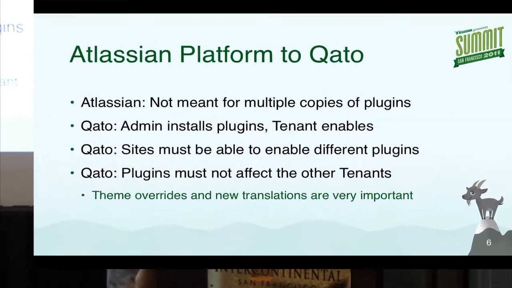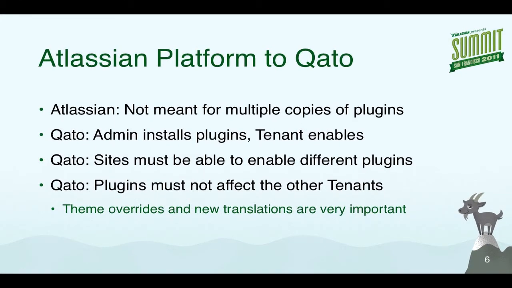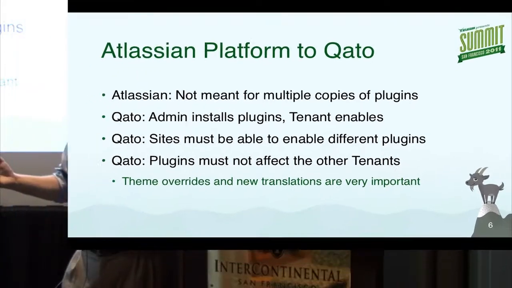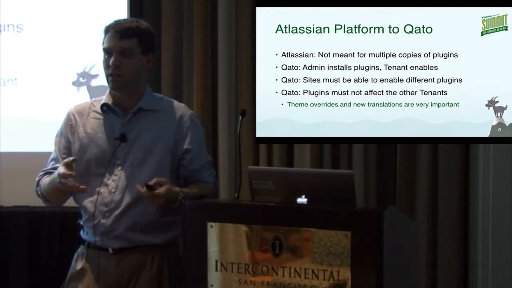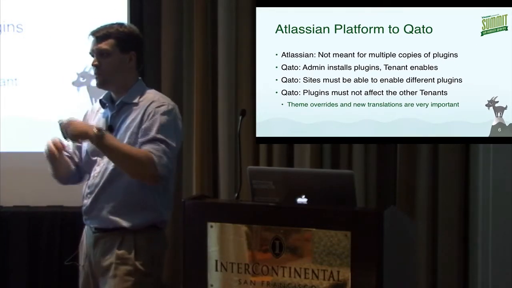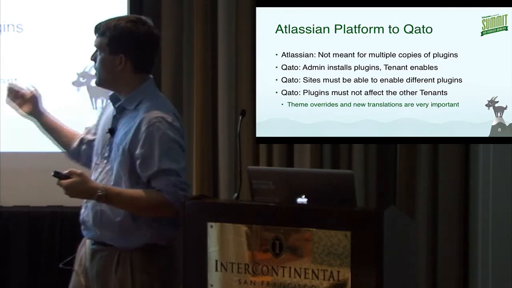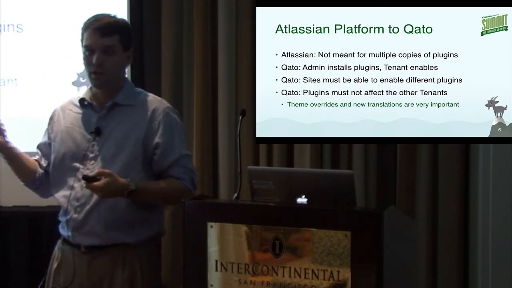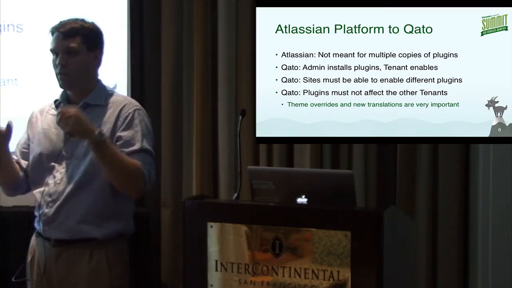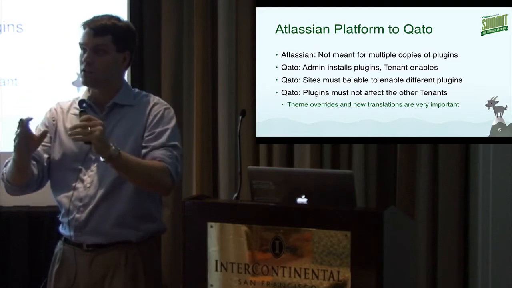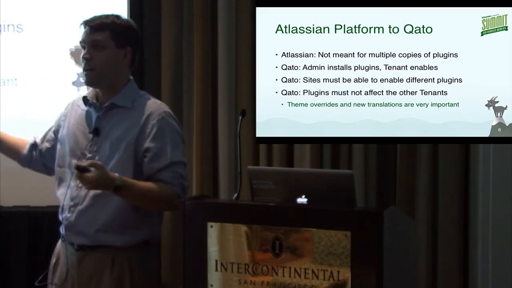So the Atlassian platform to Qato, obviously we had to make some changes, right? Because Atlassian's products were not all that well documented at the time. Obviously Confluence plugins and Jira plugins and Bamboo plugins and everything, they're really well documented, right? But the plugin platform itself at the time was not. So we were really feeling around in the dark a lot. And it was not meant for there to be multiple copies of the plugin in one installation. So it's meant for your app has your customer, not your app has 1,000 customers, right?